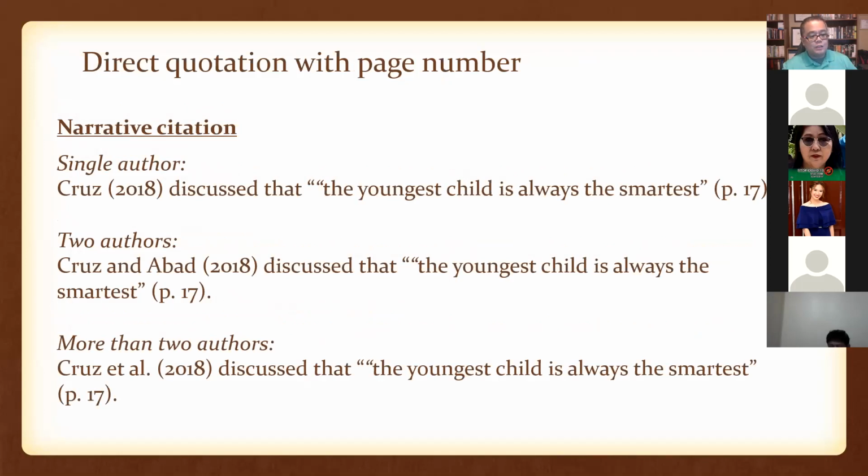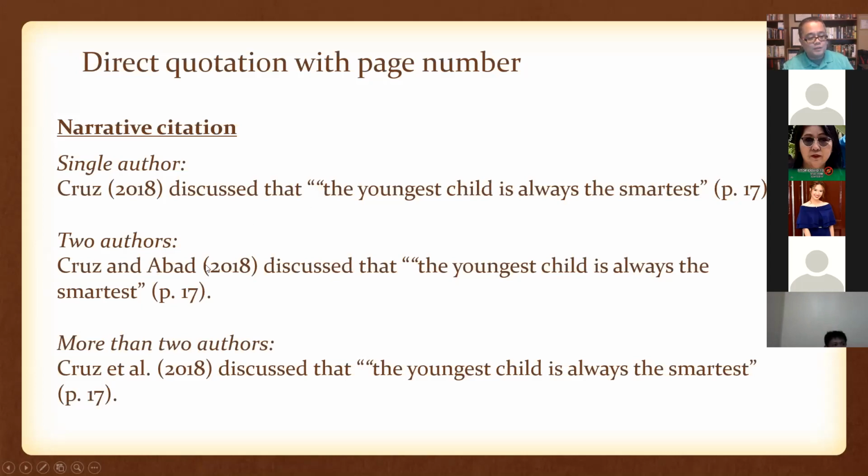Sa narrative citation, ganito naman siya. Kung narrative, ibig sabihin, yung author ninyo ay part siya ng sentence. Kaya tinawag na narrative. So, for single author, Cruz, and then nandun yung year niya sa parenthesis, discussed that the youngest child is always smarter. Yung T, magiging small na siya kasi it has to be part of the sentence. Walang period at the end, page number, tapos yung period na sa dulo. May nakikita kasi sa inyo, yung period nilalagay na ninyo dito sa closing quotation. Dapat wala. Dapat nasa after siya ng page number.